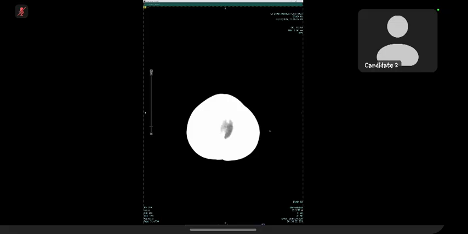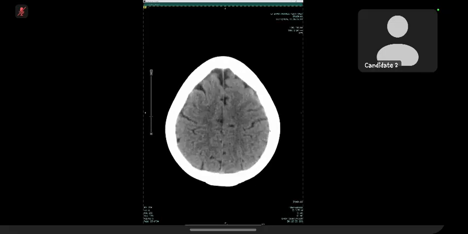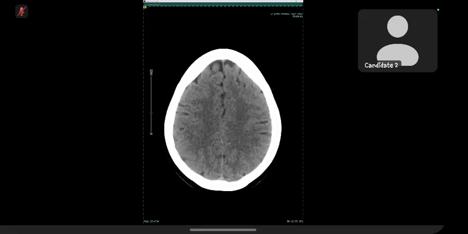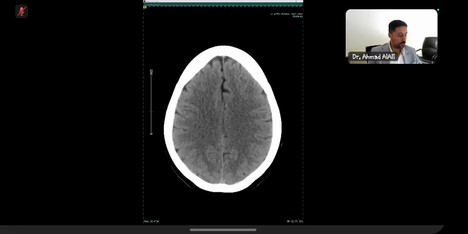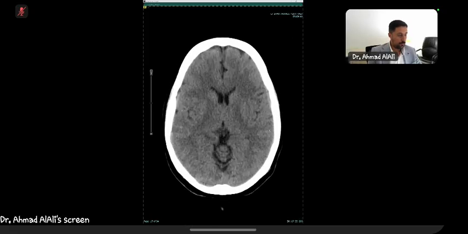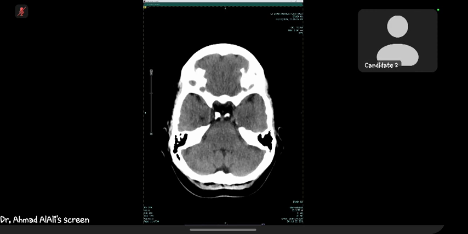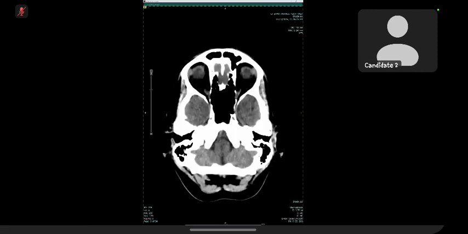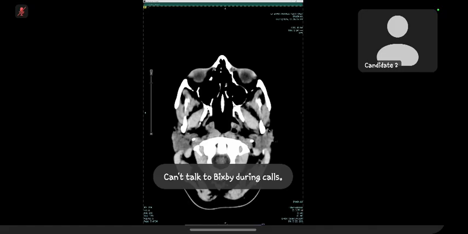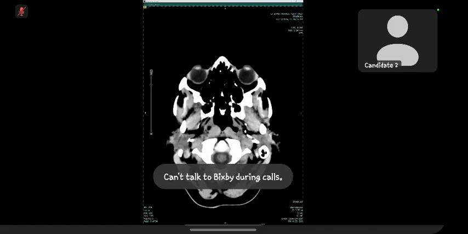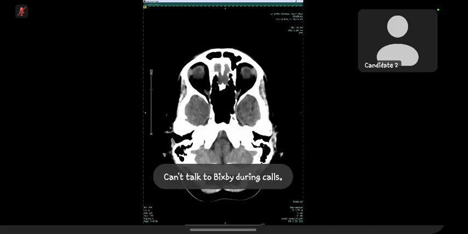These are the axial sections of the non-contrast CT brain. The patient presents with headache. She's young, by the way, in her early 20s. There is no foramen magnum crowding and the base of skull appears normal.